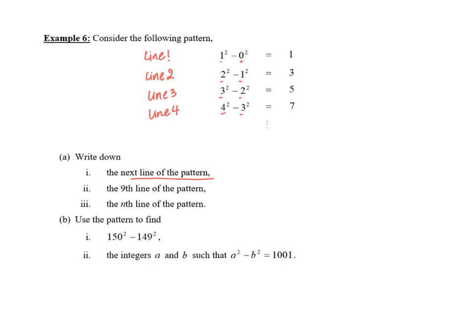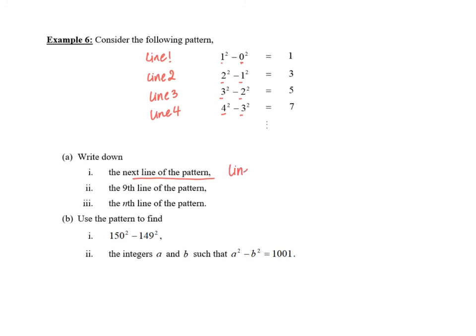What do you think will be the next line of the pattern? The next line will be line 5. If it's 5, then when this is 4, this is 3, so it'll probably be 4 squared. And that gives me 5 squared minus 4 squared. The number is 9.